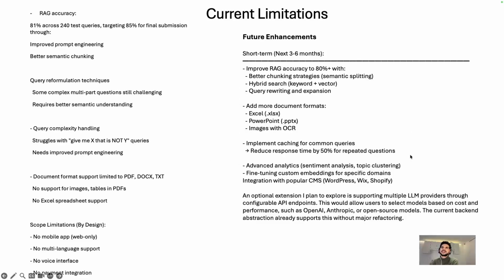So basically, the first limitation is the accuracy. I need to improve my accuracy to 85% by improving my prompt engineering and better semantic chunking and query reformulation techniques. I need to reformulate my queries when they contain negation, for example "does not" in the question. For example, "dish does not contain gluten", and the bot starts to fail or be confused.